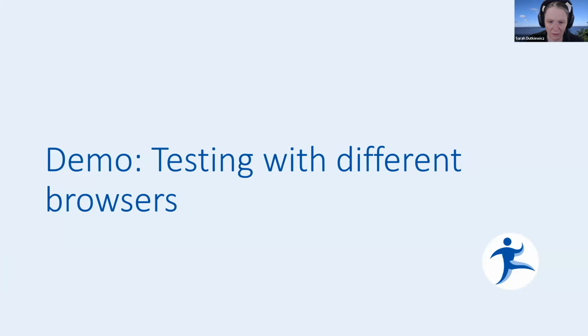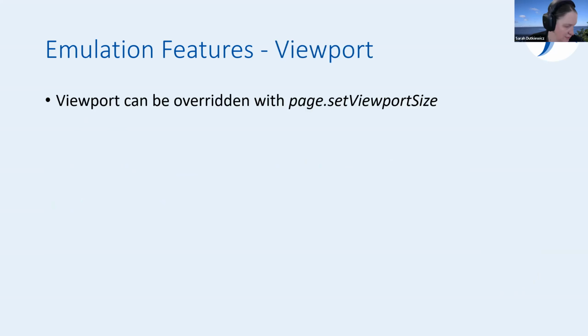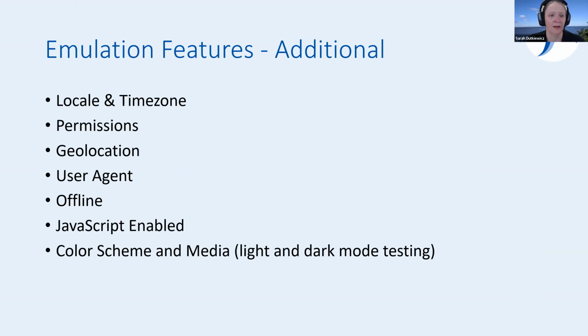Now, other features that it supports, it does support doing responsive web checks via emulation. Again, due to time, we're not going to show the demos, but be aware these are capabilities you can use. So you can use different devices with their user agents and viewports. You can do some touch tests as well. Other things include geolocation, permissions. If there's an offline mode, you can check for that as well. You can do light mode versus dark mode testing.